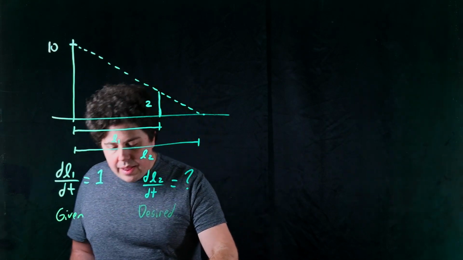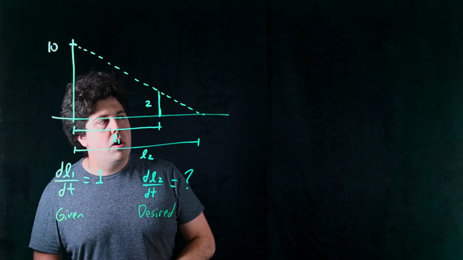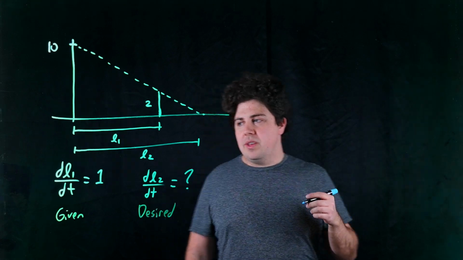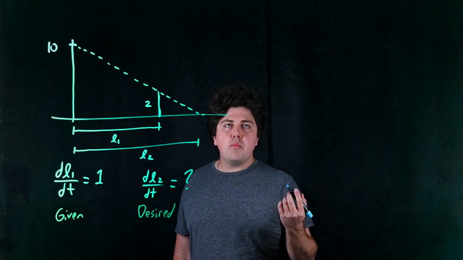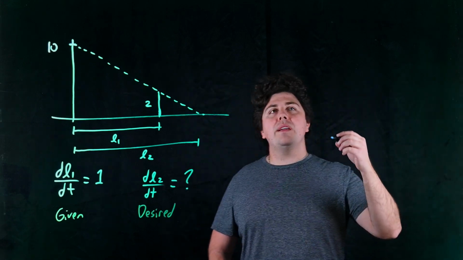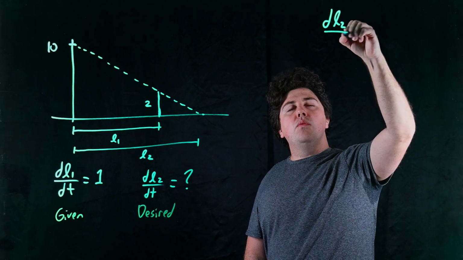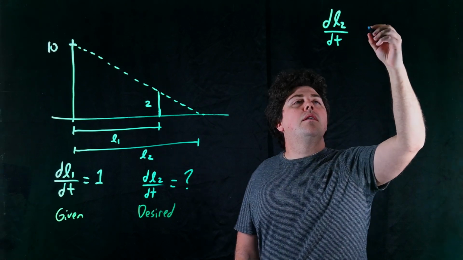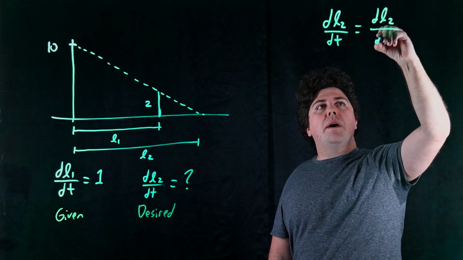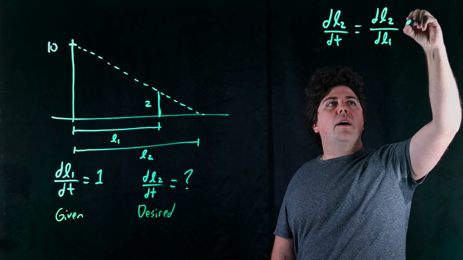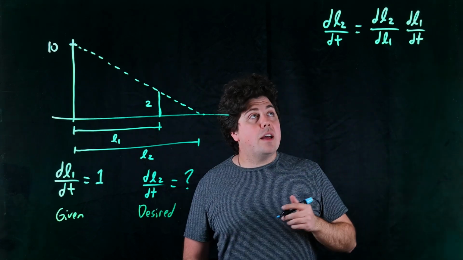Okay? So now, what do we have to do? Well, we can set up the same sort of standard related rates equation, for the same reasons as before. And what we can say is that dL2/dt is going to have to be dL2/dL1 times dL1/dt. So I did that fairly quickly.